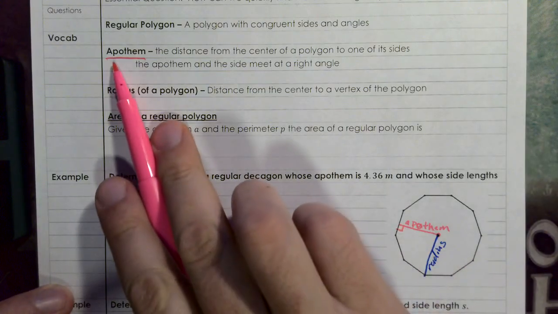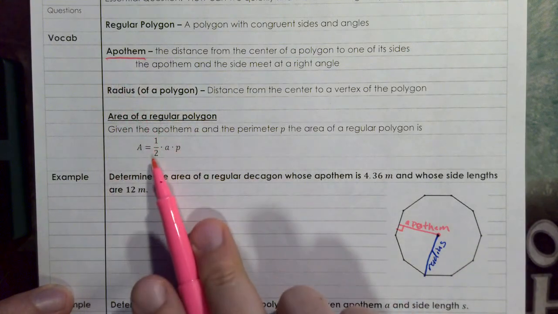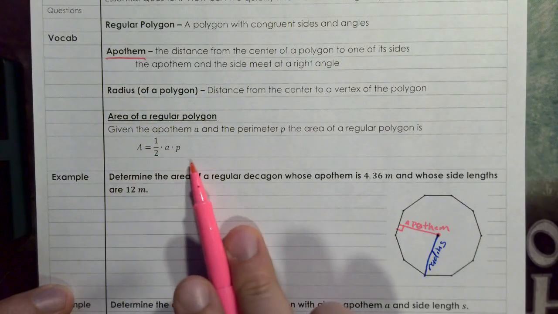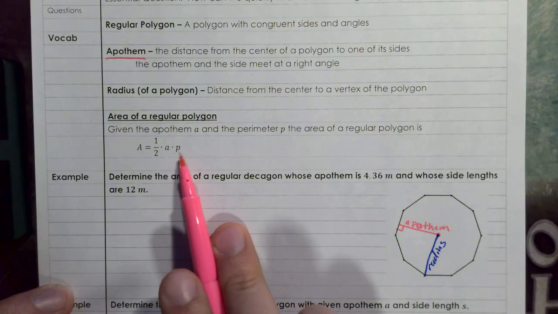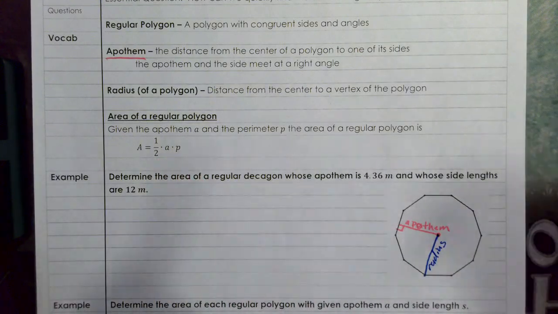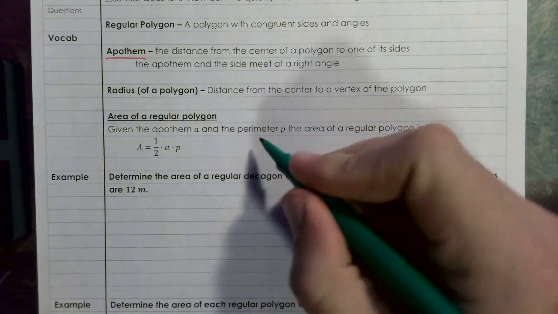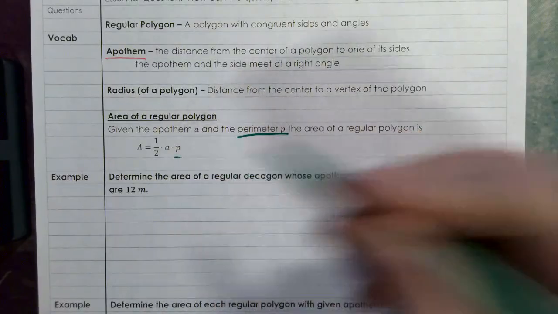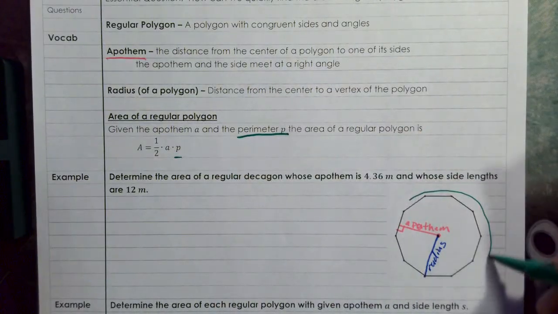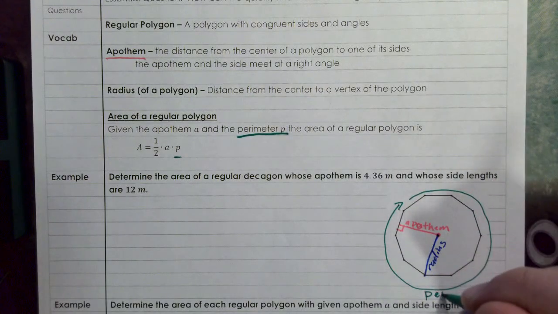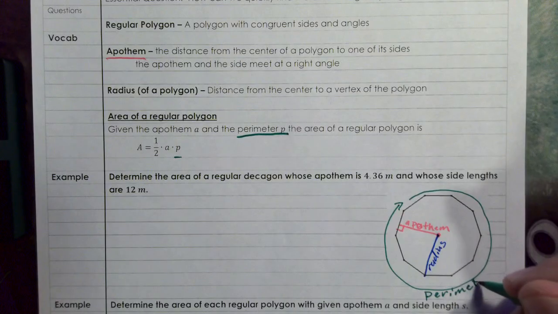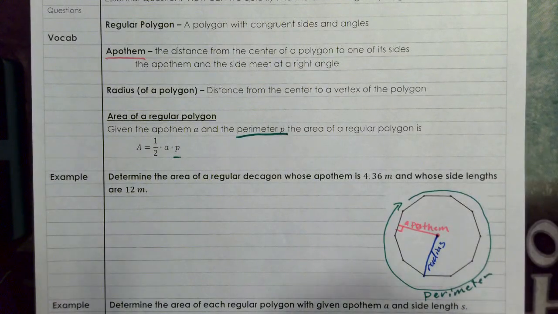The reason that the apothem is important is we can find the area of a regular polygon by doing 1/2 times the apothem times p. That p is the perimeter of the shape. So that's if we go all the way around this shape, so perimeter. Basically just add up all the sides.